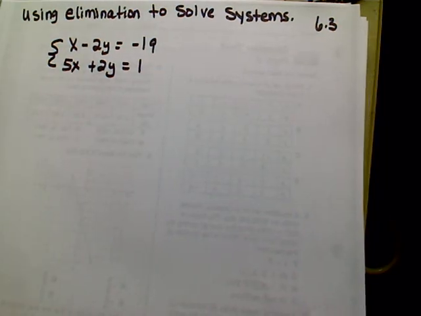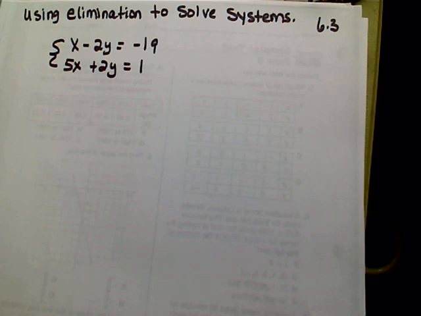Okay, now we're into Chapter 6, Lesson 3. We're going to be solving systems of equations by using elimination. So if you remember back in Lesson 1, we did solving systems of equations by graphing. And where the lines intercept, the ordered pair was our solution to the system of equations.